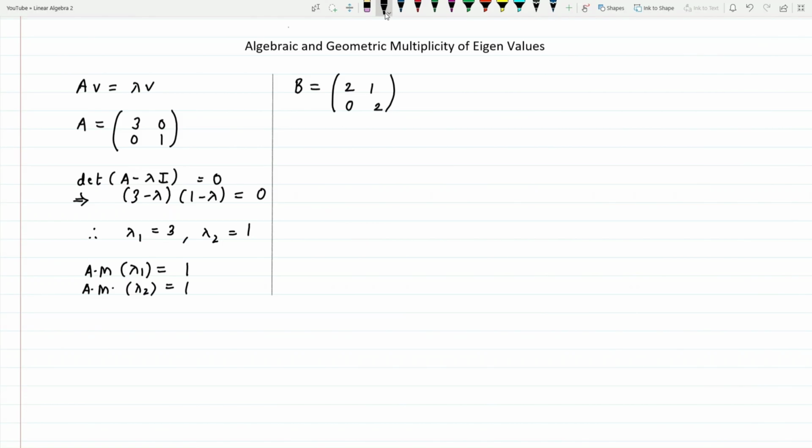The characteristic polynomial of this particular matrix turns out to be (2 minus lambda) whole squared is equal to 0. Here, the eigenvalue is 2, which is a repeated root. It appears twice in our factored polynomial. Therefore, the algebraic multiplicity of this particular eigenvalue is 2. Next up is geometric multiplicity.